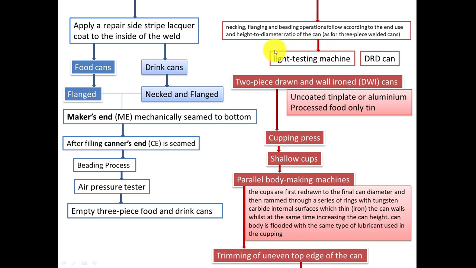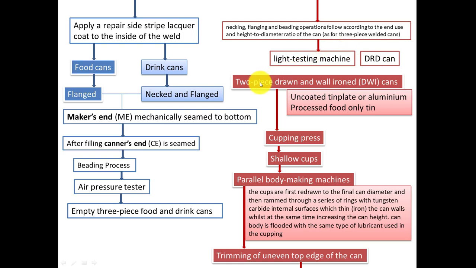After this, a light testing is carried out. In this case, we do not use air pressure testing. For testing of the cans, we use light testing. A high beam of light is used to examine if there is a pinhole, and your DRD can is ready.